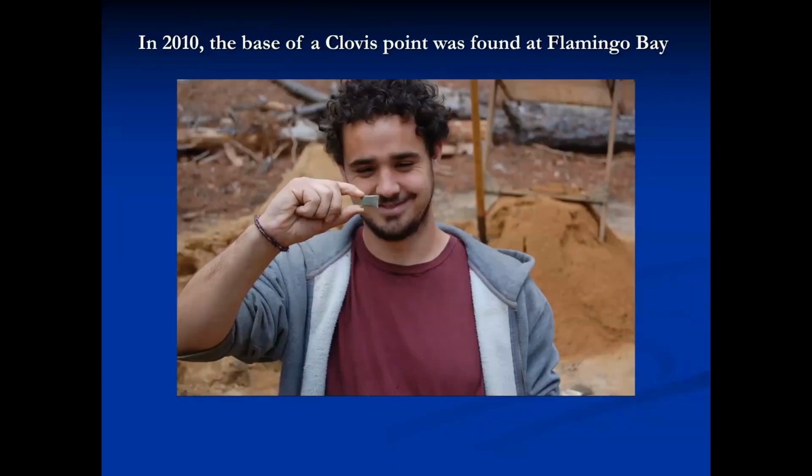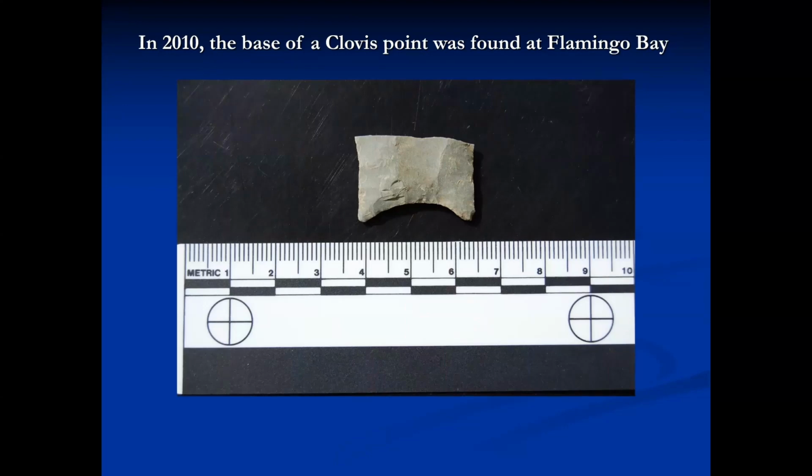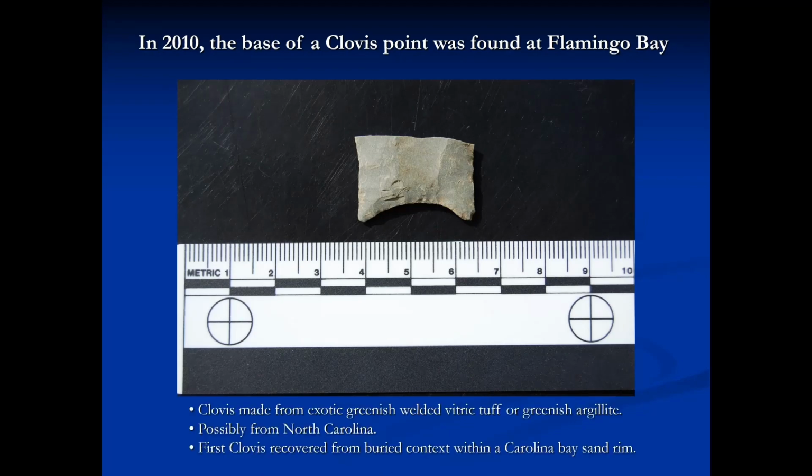Here again, we've got one of our technicians from the Savannah River Archaeology. This is the base of the first Clovis point that was ever found in situ, buried in a Carolina Bay sand rim. So this was a 13,000-year-old point made out of an exotic material, we think maybe from North Carolina. It's what's called a green vitric tuff, or greenish argillite, which is another metamorphosed rock. First Clovis recovered in a Carolina Bay sand rim in buried context. There have been many found by collectors walking the rims that have been washed out, but this was the first one we found in place.